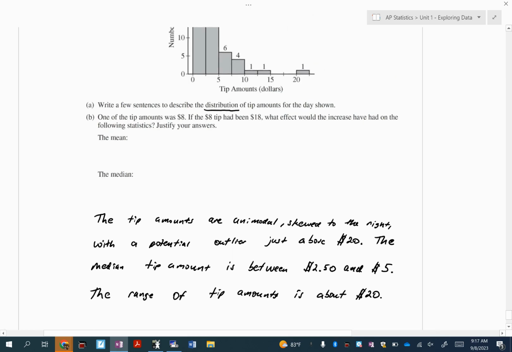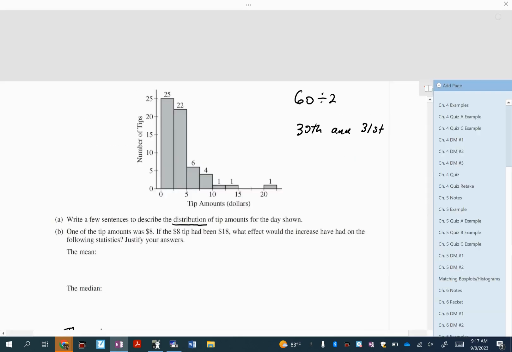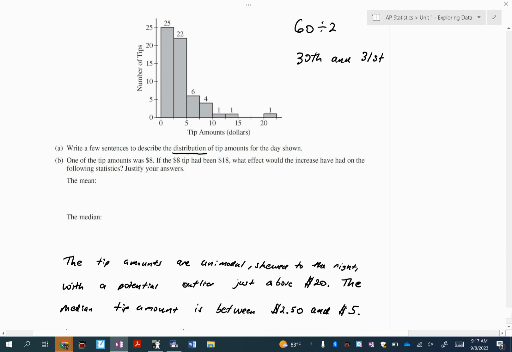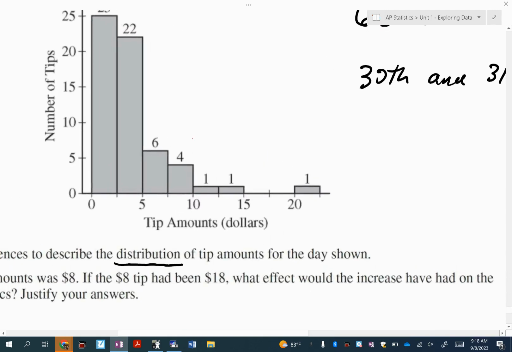One of the tip amounts was $8. So in this bin, do you see where it says 4? Do you see this 4 here? Right? There's an $8 tip amount in that bin where it says there's 4 values in there. Okay? It says if that tip had been 18, so essentially take this out, make it 3, and 18 would be here. Right? So putting one there.